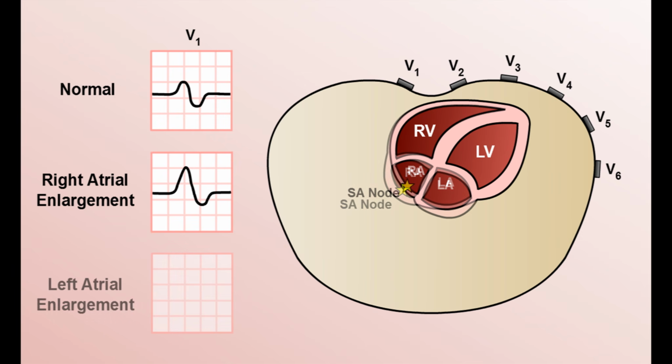In left atrial enlargement, the opposite occurs. The initial positive deflection towards V1, which represents right atrial depolarization, is normal, while there is an unusually prominent negative terminal deflection. Analogous to previous, the cutoff for pathology is an area under the curve of greater than one small box.